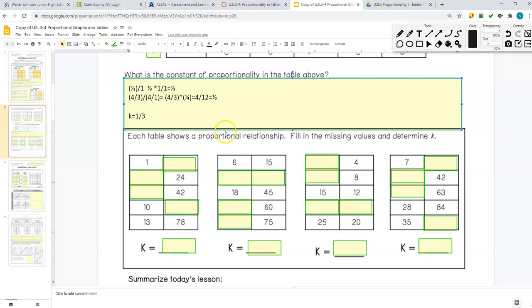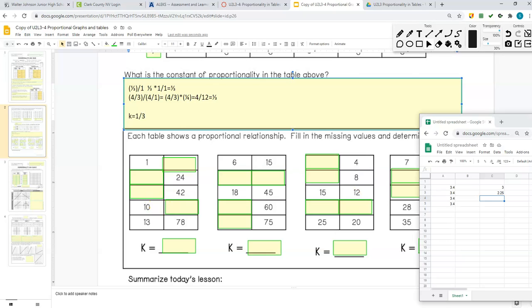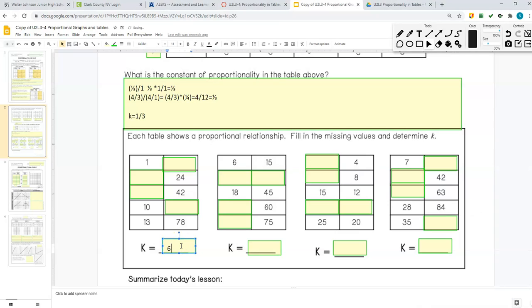For each table that shows a proportional relationship, we know the ratio already exists. So the first thing we want to do is calculate the ratio, figure out our k, and then we can go back and fill in the rest of our table. So here I'm going to take 78 divided by 13, and we get that our ratio is 6. So to get from here to here, we need to multiply by 6. So this one is going to be 60, and this one is going to be 6. To go backwards, we need to divide by 6. So 24 divided by 6 is 4, and 42 divided by 6 is 7.